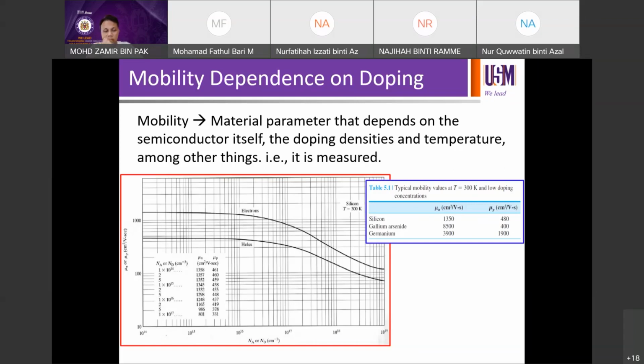Boleh unmute, Fatul? Let's go ahead. Bila kita ada diffusion component. Betul?